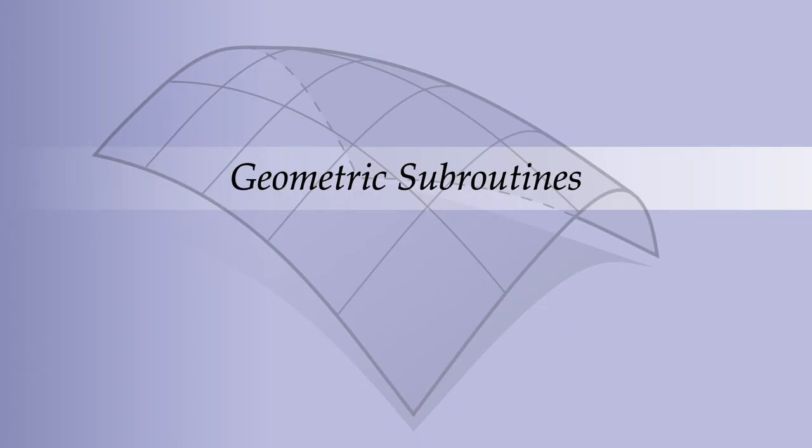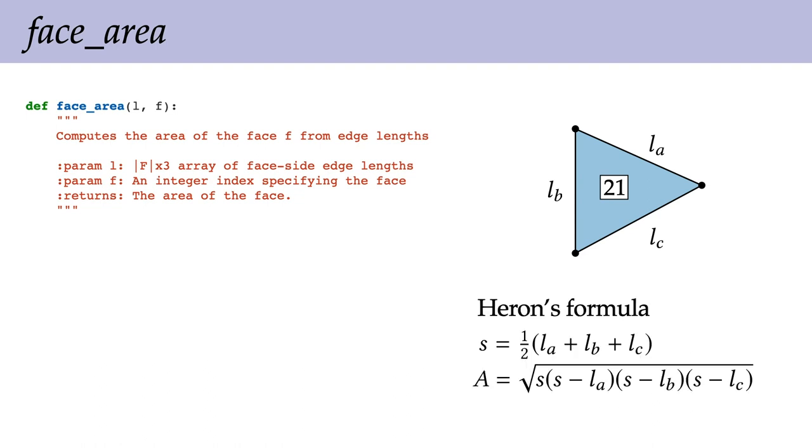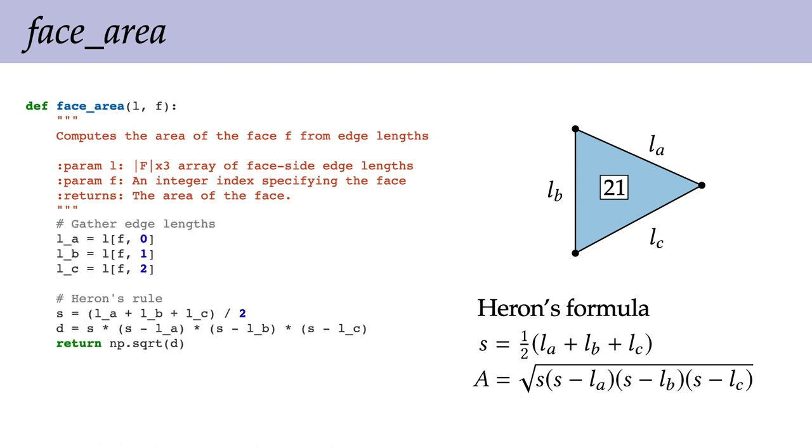So now that we have some basic connectivity and mesh traversal functions, we can start implementing some geometric subroutines on our intrinsic triangulations, where the geometry is encoded by edge lengths. The first of these will just be face area. As you see on the right, we have some triangle with three edge lengths, A, B, C, and we want to compute its area. Our tool here is just some elementary geometry, Heron's formula, which we can directly translate into code.